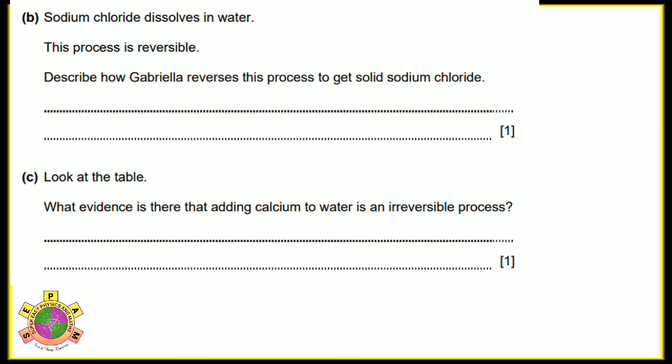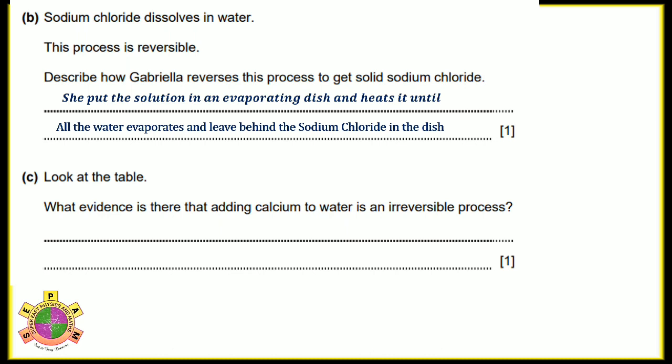Sodium chloride dissolves in water. This process is reversible. Describe how Gabriela reverses this process to get sodium chloride out. You evaporate the solution in an evaporating dish and heat it until all the water evaporates and leaves behind the crystals of sodium chloride in the dish.